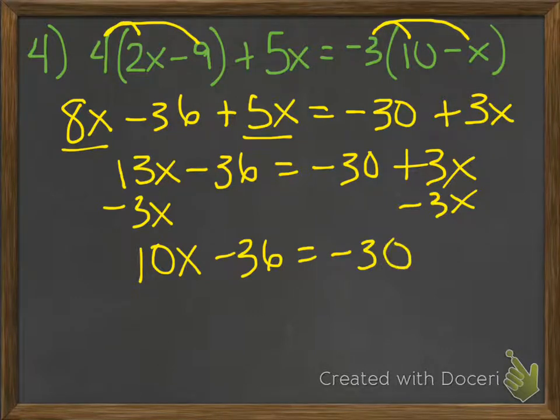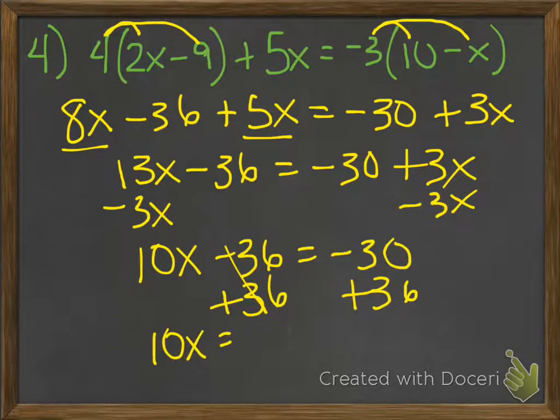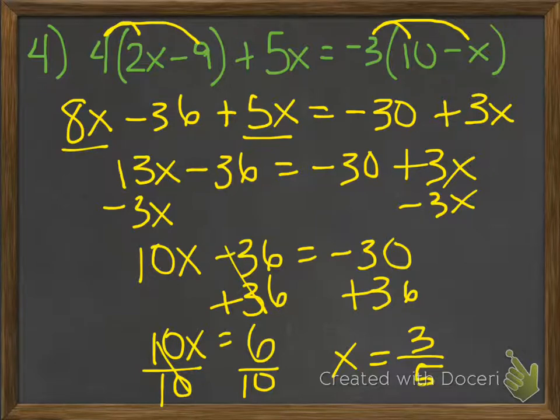And then again, undoing the subtraction of the 36, we're going to add 36 to both sides. So we get 10x equals negative 30 plus 36, which is 6. And now divide by 10. We get x equals 6/10, but 6/10 simplifies to 3/5.